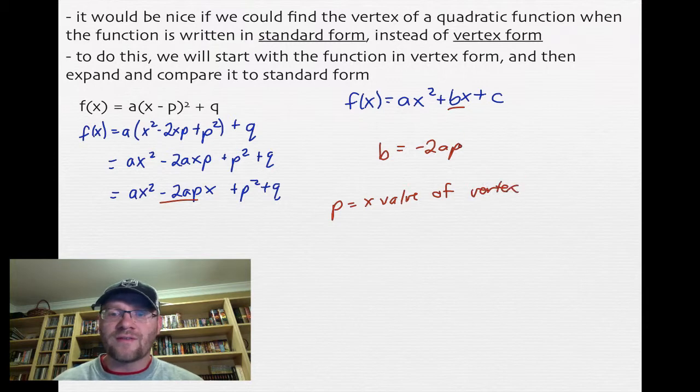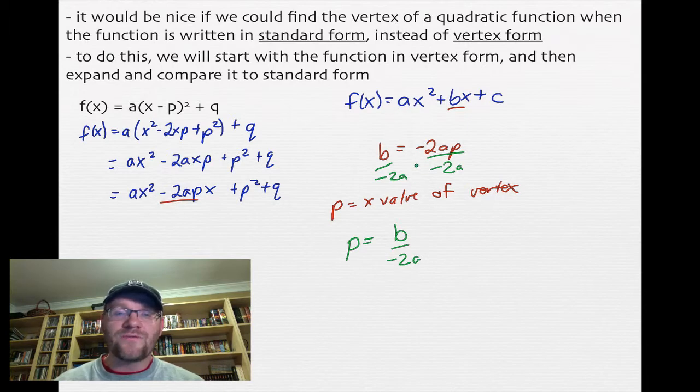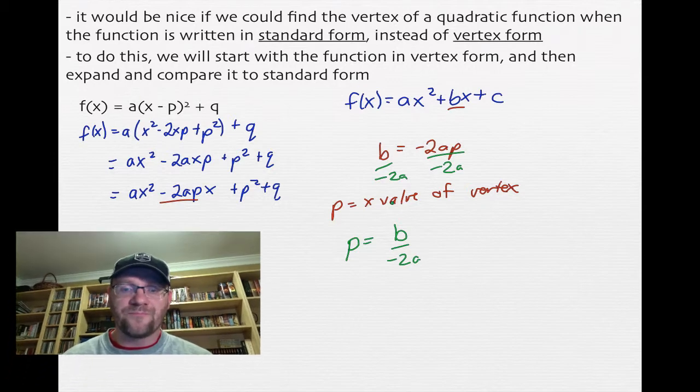So that means if I can solve for p in this little equation, then I can actually find the x value of my vertex. To solve for p, I just divide both sides by negative 2a. So now I can find the value for p, and that is just going to be b over negative 2a, and that is the x value of the vertex. And this is what we've been wanting to find. So we can actually find the vertex by having a function in standard form as opposed to vertex form.